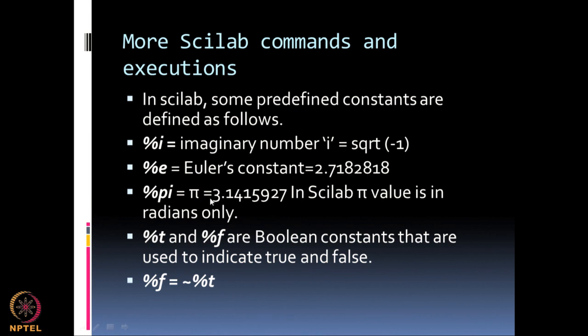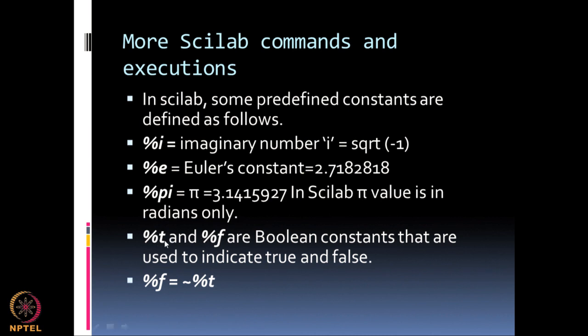Then pi, pi is 3.1415927. In Scilab it is represented as percentage pi. It is always in radians. Scilab uses radians only, it does not use degrees.